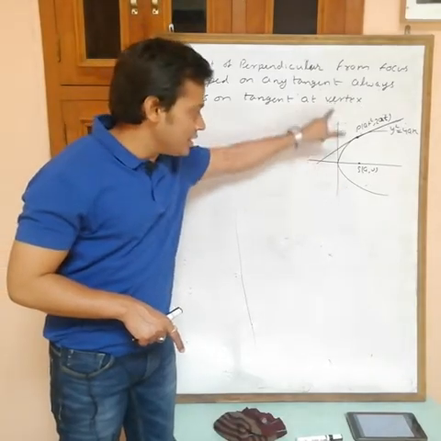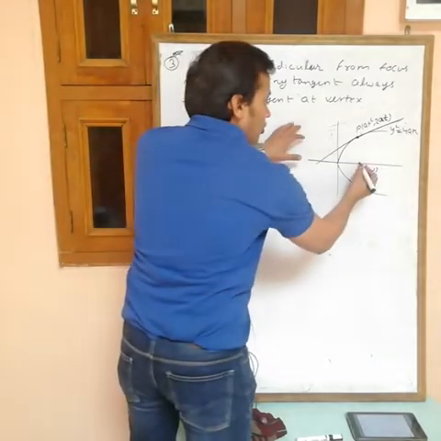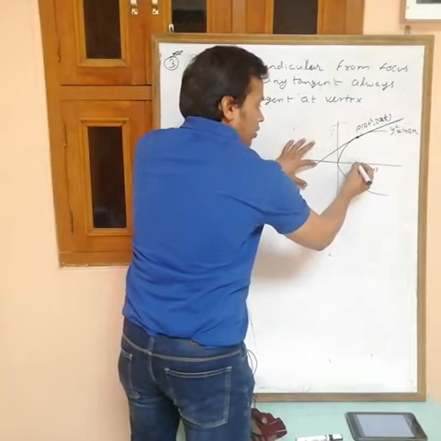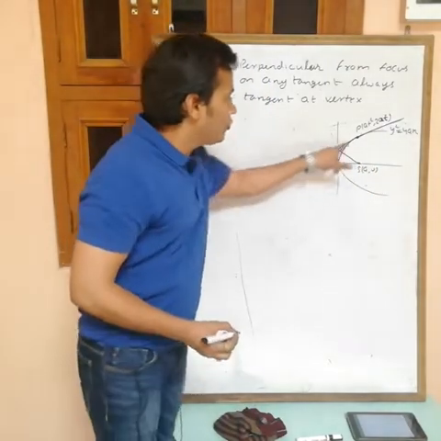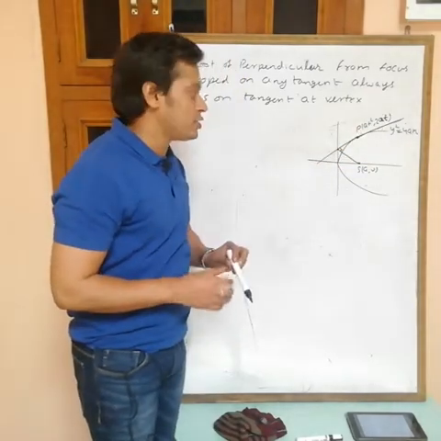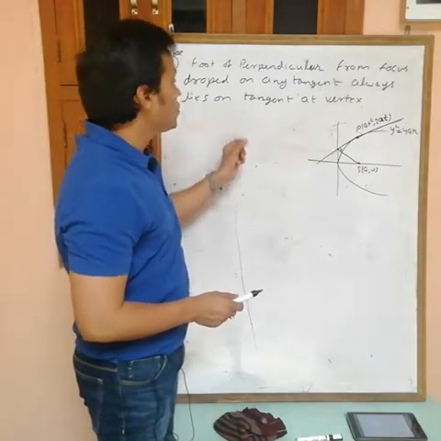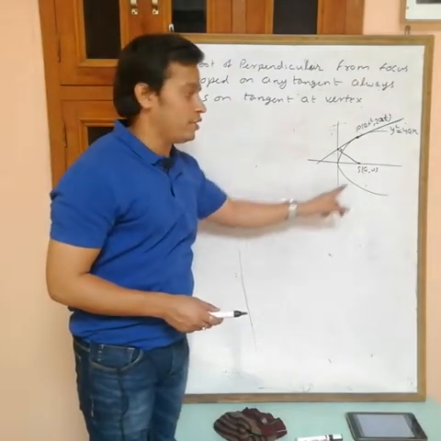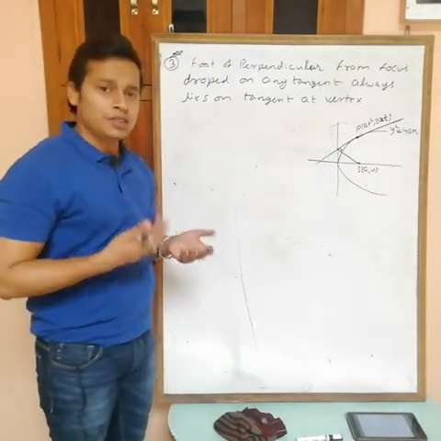Okay na, this is the tangent at vertex na, vertex, and this is the tangent at vertex. So if you drop the foot of perpendicular from focus on this line, then that foot of perpendicular lies at this point, because with respect to this line only this is the point which lies on tangent at vertex. Okay, it is written na, foot of perpendicular from focus on any tangent always lies on tangent at vertex. So this foot of perpendicular lies on this one. Okay, can I prove? Easily.